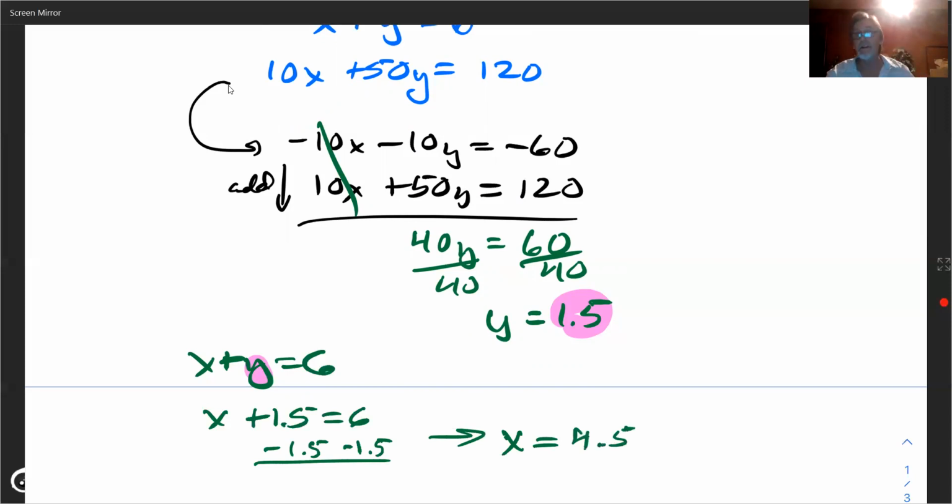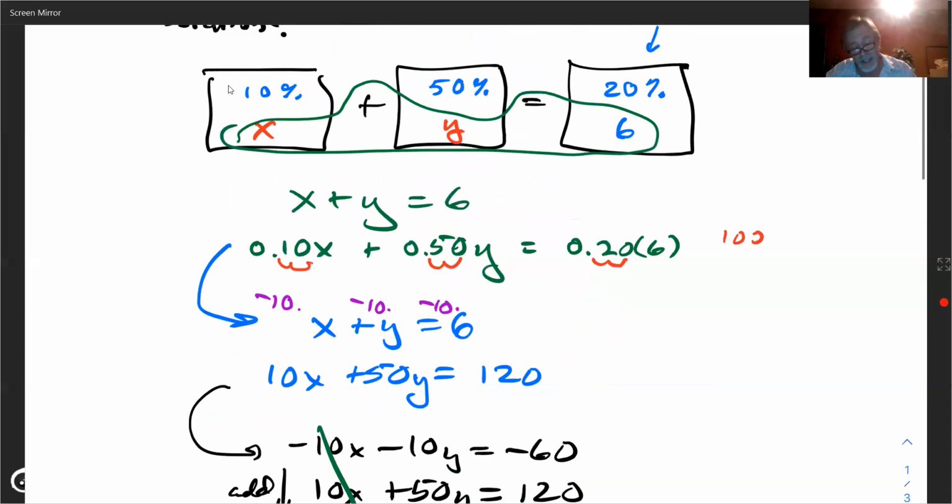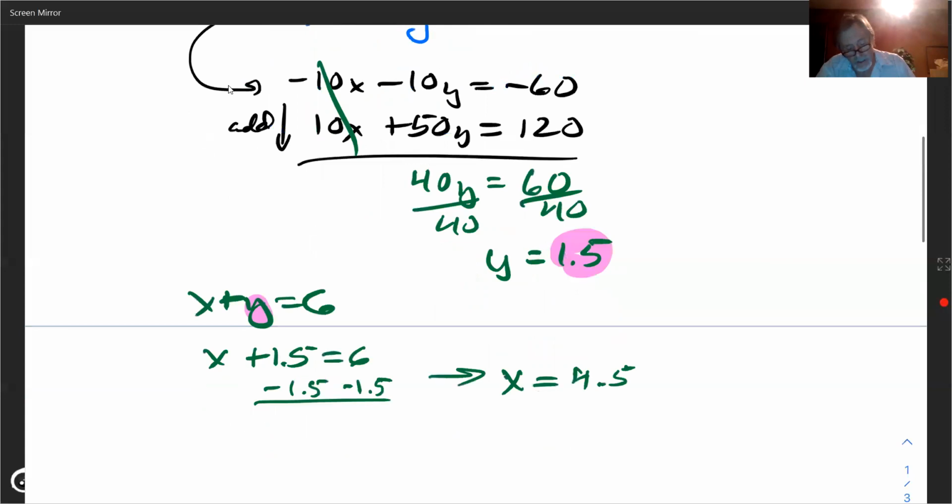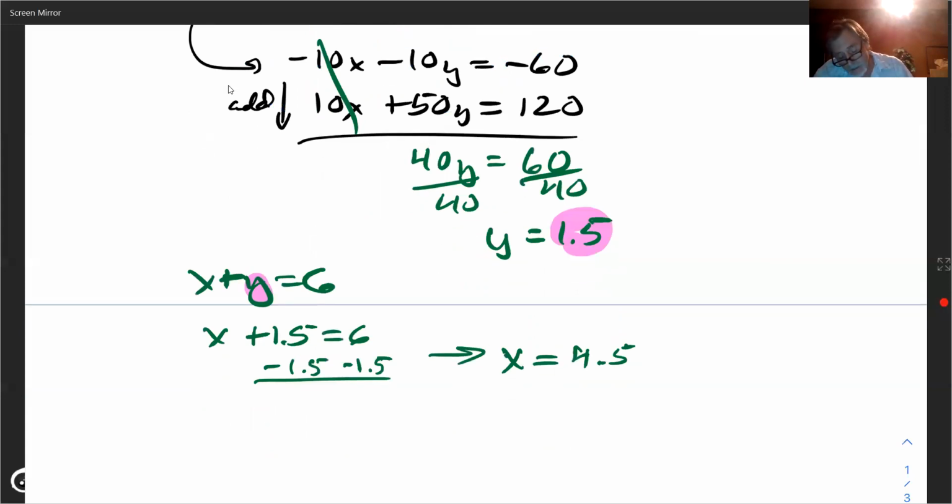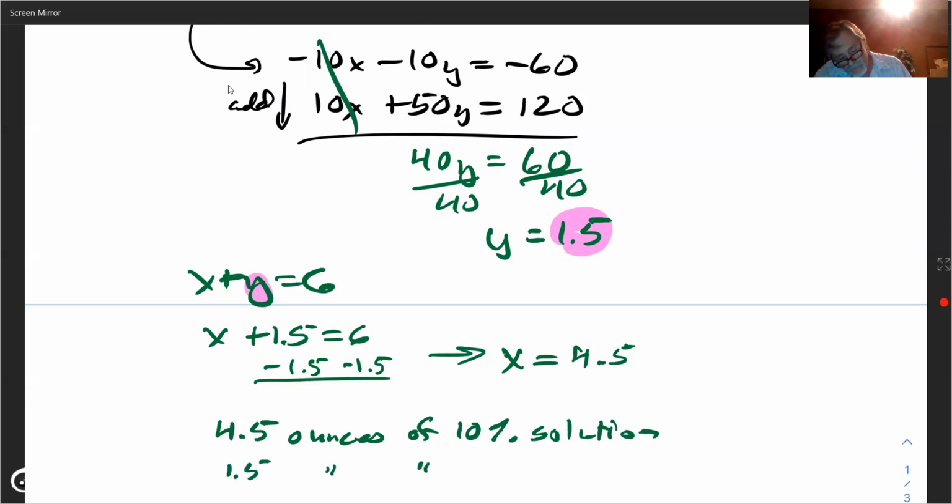Now, answer the question. How many ounces of each does she need? This is for that final point and the victory lap. X is 10%. Y is 50%. So go back to this and go, she needs x equals 4.5 ounces. That's the x of the 10% solution. And the y, 1.5 ounces of the 50% solution.